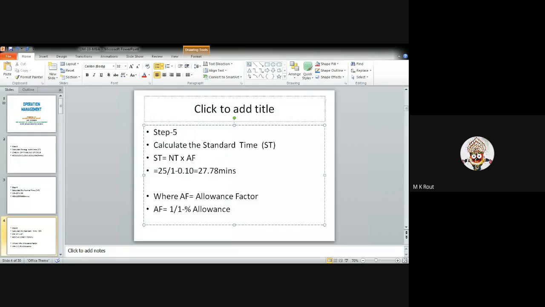Make it 27.7. Okay, sir, I'll correct that. How do you calculate 0.10? It is divided by 1 minus 0.10, that is 100. Ten percent allowance is given. Out of 100, how much? That is 0.10. Ten percent.